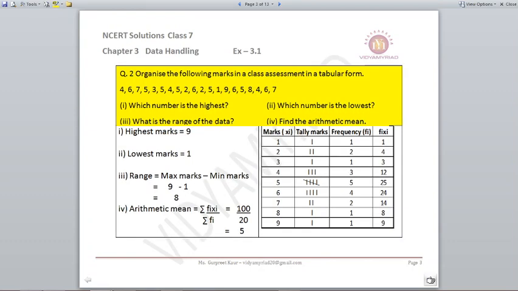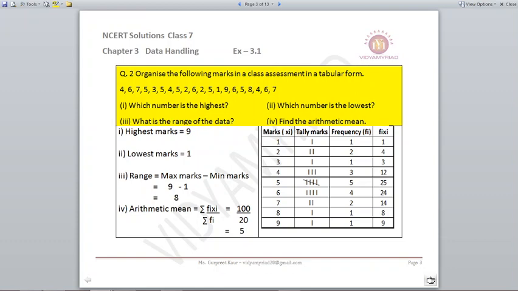Question number 2. Organize the following marks in a class assessment in a tabular form and answer the following questions. Children, if you see, I have formed a tabular marks. Marks is represented by xi and your marks are varying between 1 to 9. So I have written 1, 2, 3, 4, 5, 6, 7, 8, 9. The number which are repeating you will put one line, and after the repetition of 4 times you will put a slanting line or a slash on it to represent 5.